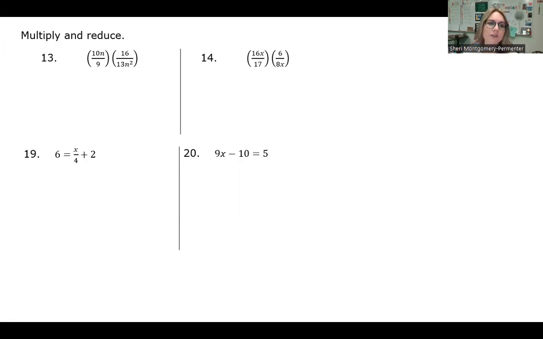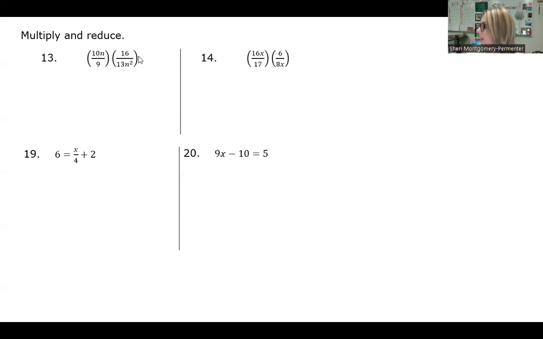Sometimes you can help yourself if you reduce first. So if you look at 10 over 9, does that reduce? No. What about 16 and 13? No. But you can also look diagonally to see if things reduce. So 10 and 13, can that reduce? No. 16 and 9? No. All right, then we can just multiply straight across.